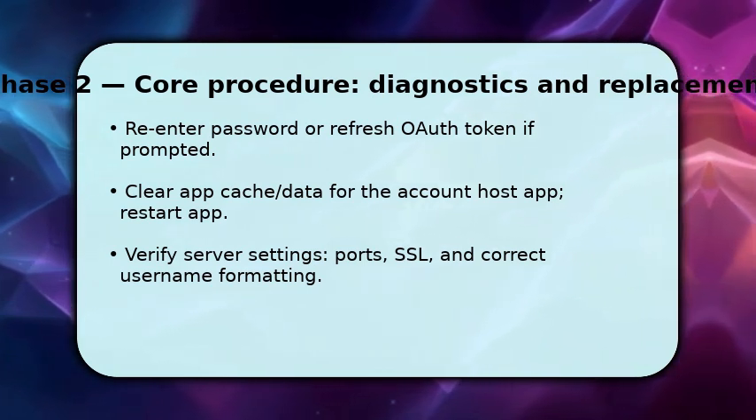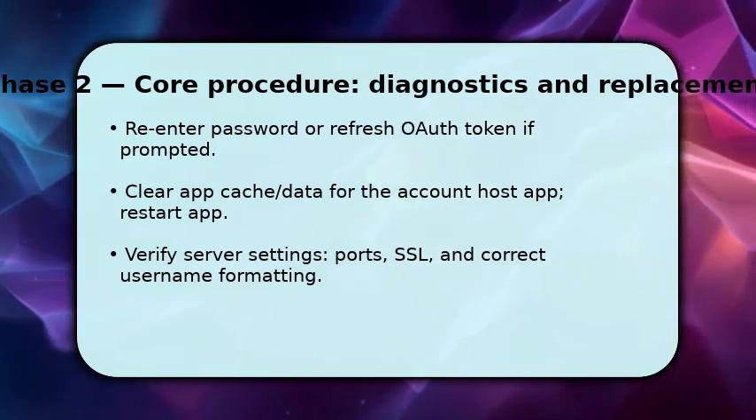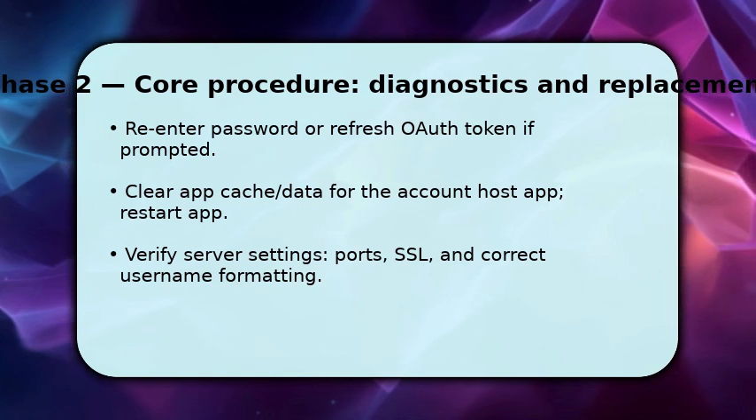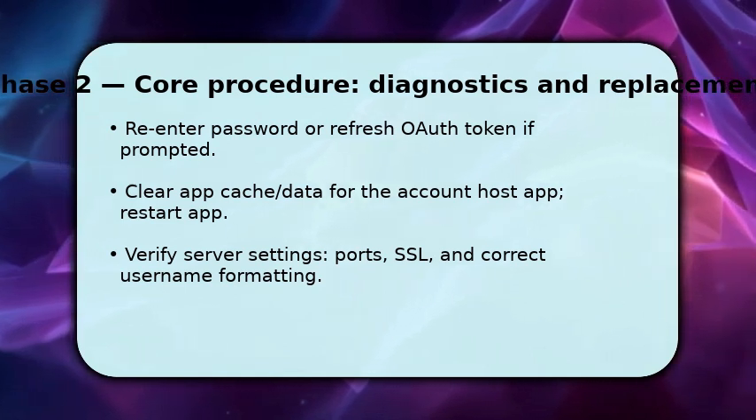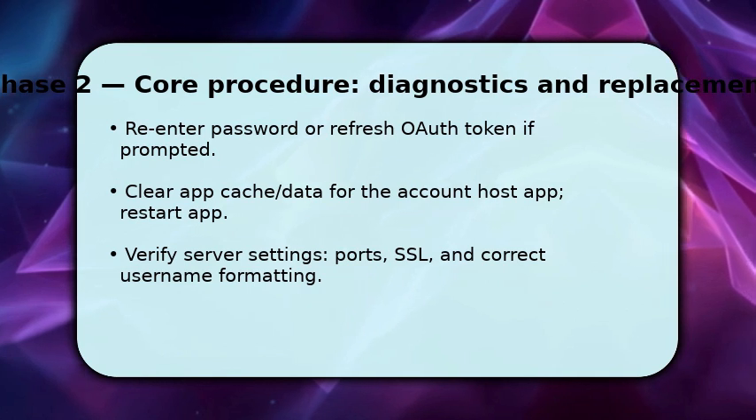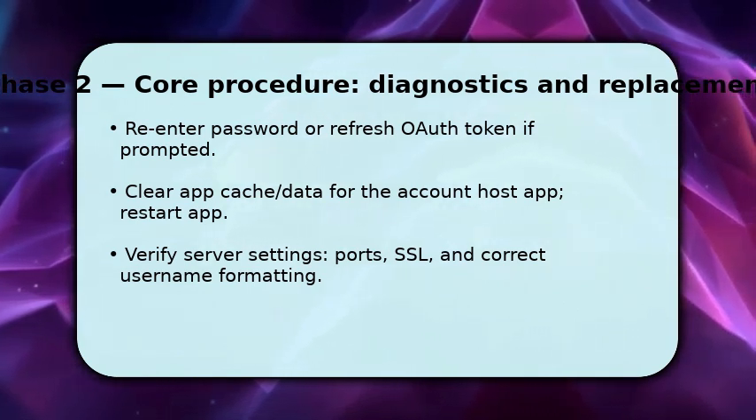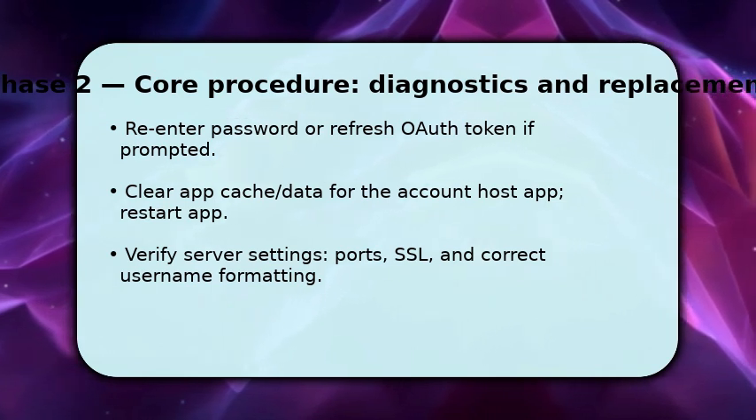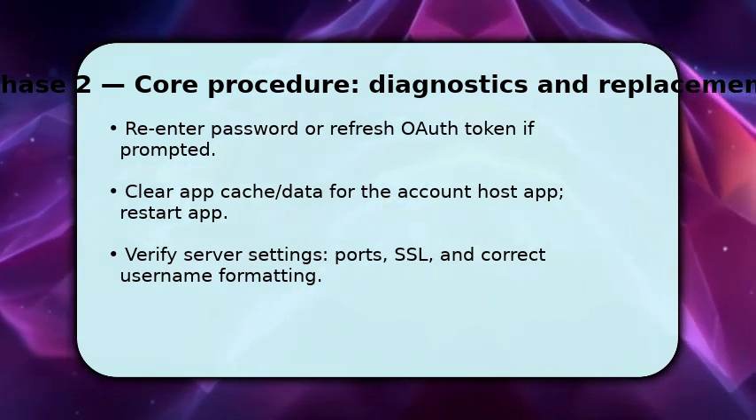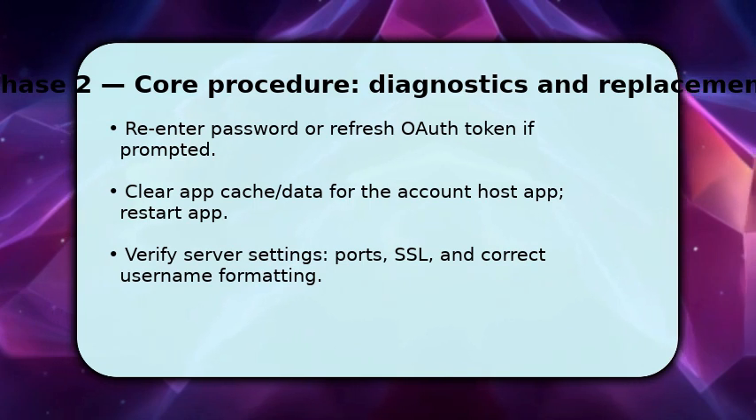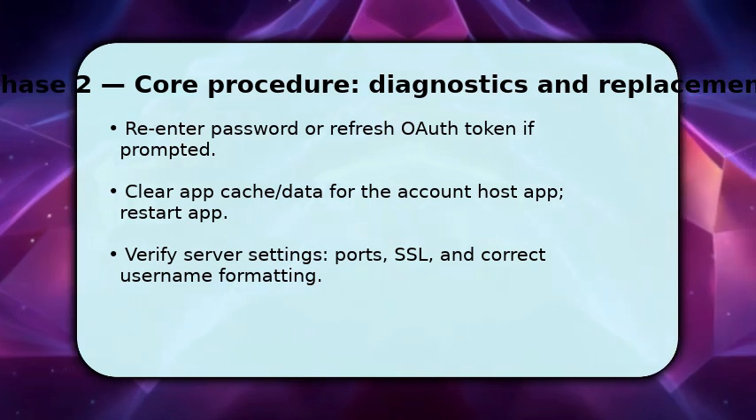If that fails, clear the app cache or app data for the service and restart it because corrupted local data blocks sync. Make sure server settings match expected values. Correct ports, SSL on or off as required, and the precise username format. These steps tackle credential and local data problems that simple toggles do not fix.